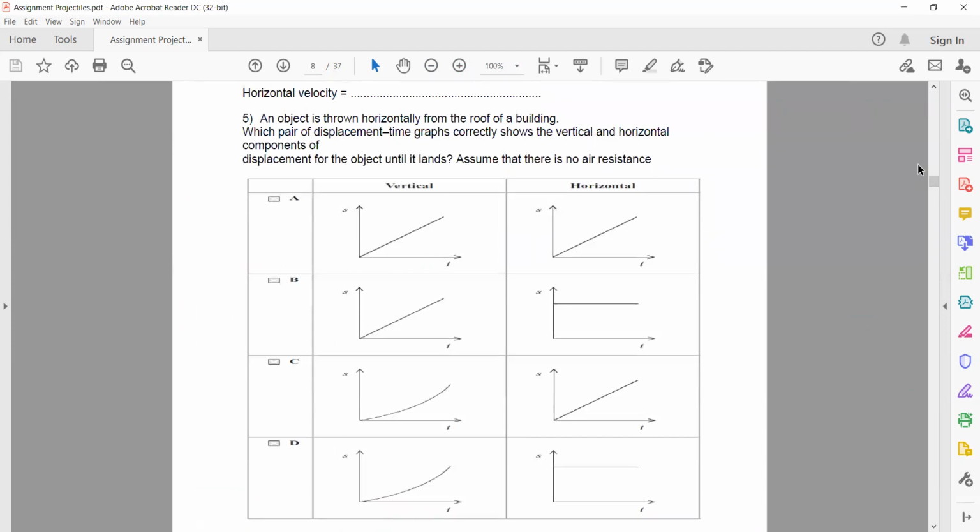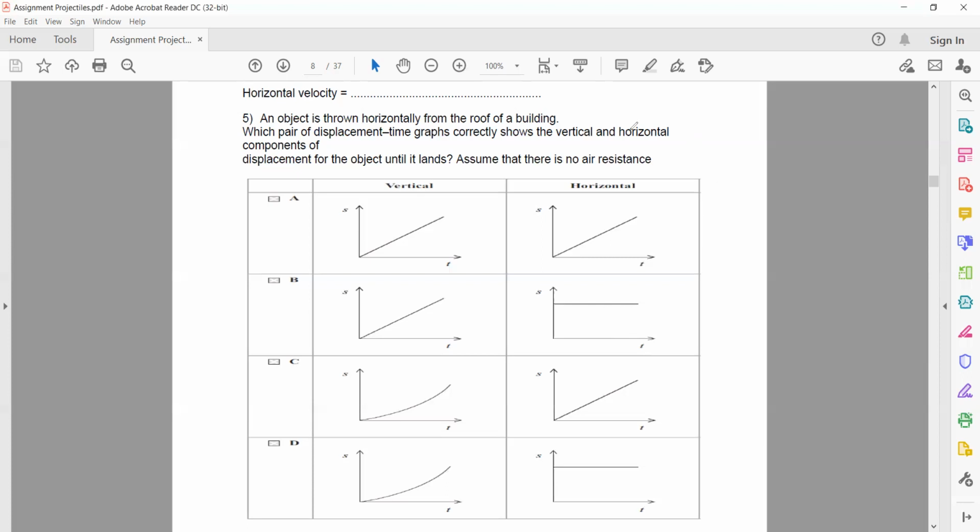An object is thrown horizontally. Which pair of displacement time graphs correctly shows the vertical and horizontal displacement for the object until it lands? Assume that there is no air resistance. The horizontal component: there is no acceleration.